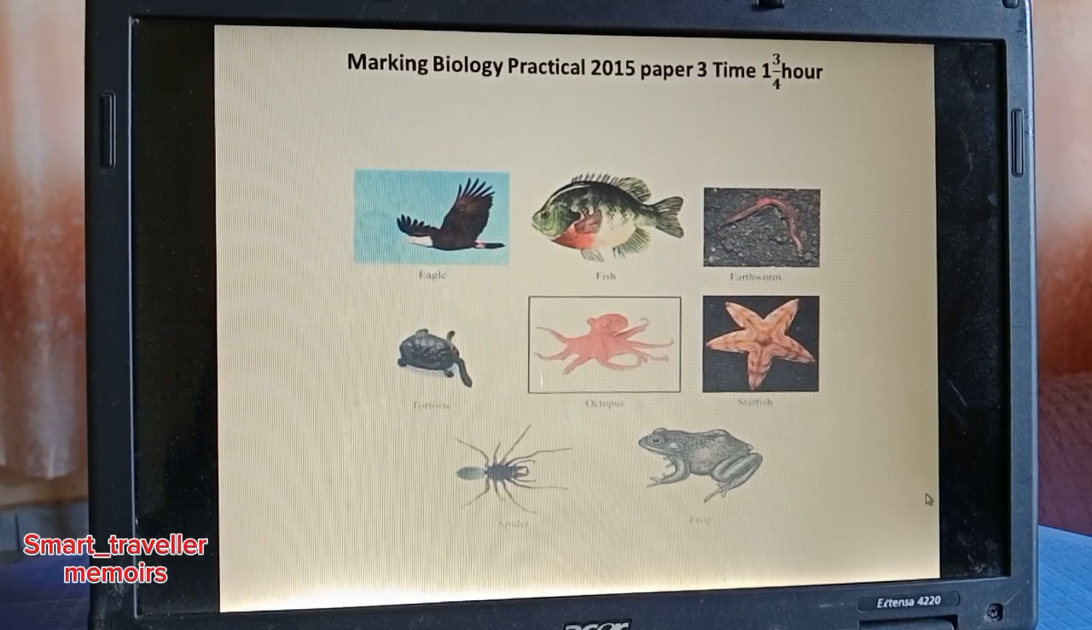It is my pleasure to present to you the marking tips, or the way Marking Biology Practical 2015 Paper 3 was marked. So I will begin by highlighting what was involved.